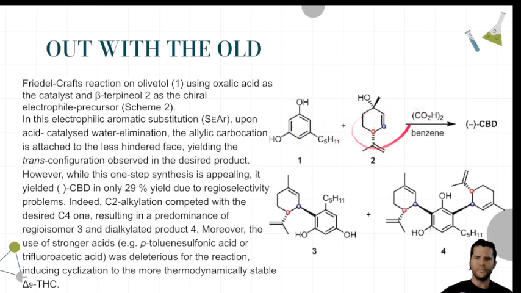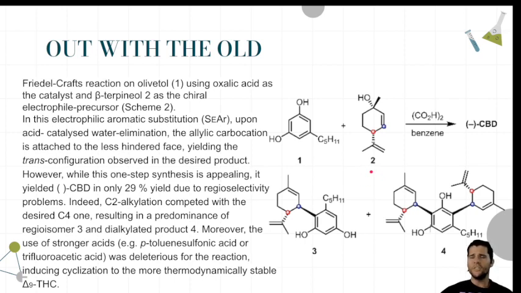Scheme 2. Basically you would have your olivetol, your oxalic acid as your catalyst, and your terpene, mixed with benzene as the solvent, and what you would basically do is get CBD out the back end of that. In this electrophilic aromatic substitution, upon acid catalyzed water elimination, the allylic carbocation is attacked at the less hindered face, yielding the trans configuration observed in the desired product.